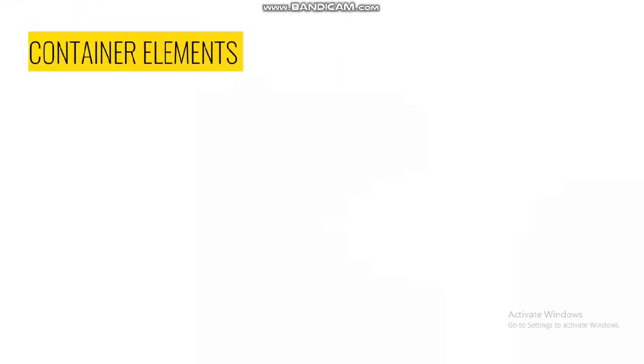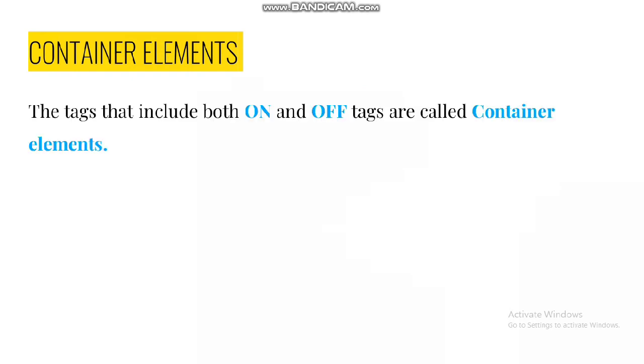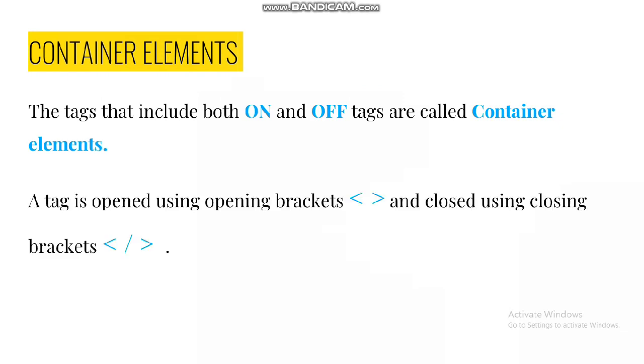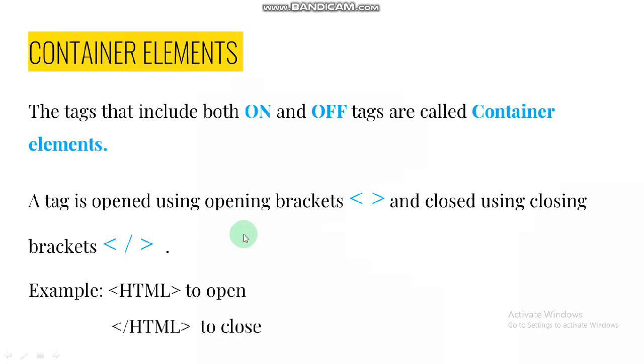Now we shall see what are container elements. Children, in your HTML, the tag that includes both on and off tags are called container elements. A tag is opened using a opening angular brackets and closed using a closing brackets, and inside these closing bracket you have to put this forward slash. For an example, your HTML to open and HTML with a forward slash to close. This is your container element. Why? Because it contains both on and off. As you can see, this is to open and this is to close.